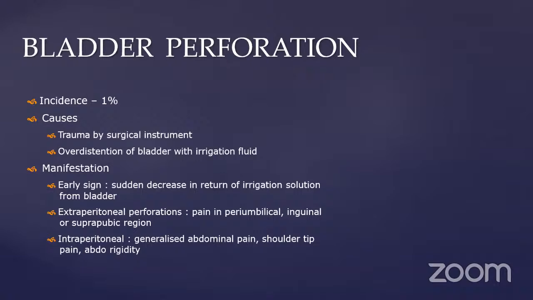In cases of bladder perforation, the incidence of bladder perforation is 1%, and the causes of bladder perforation are trauma by surgical instruments or overdistension of the bladder with irrigation fluid. The early sign of bladder perforation is sudden decrease in return of irrigation solution from the bladder. In extraperitoneal perforations, there is pain in periumbilical, inguinal, or suprapubic regions. In intraperitoneal perforations, there is generalized abdominal pain, shoulder tip pain, abdominal rigidity. These can also be seen in intraperitoneal fluid accumulation.